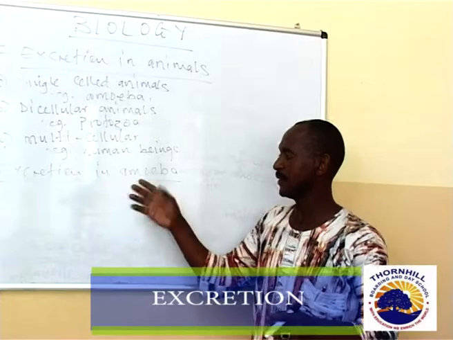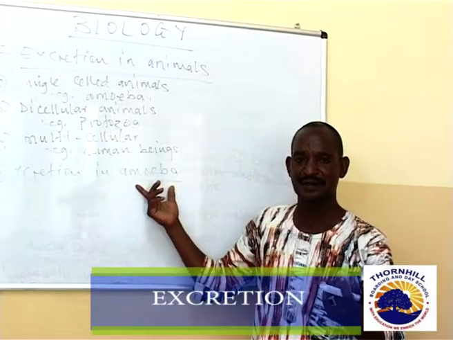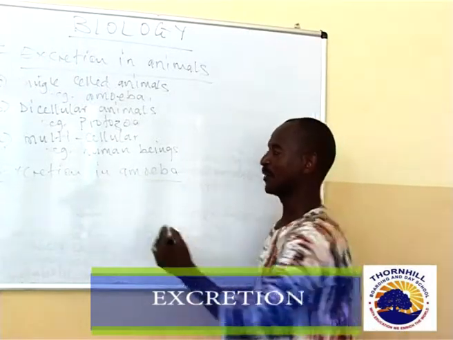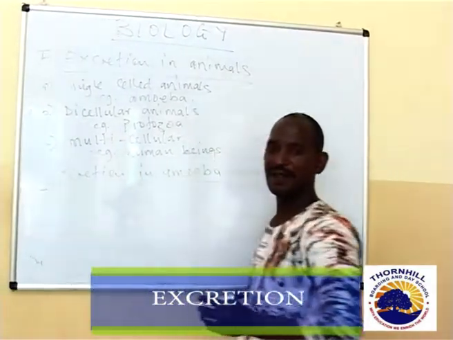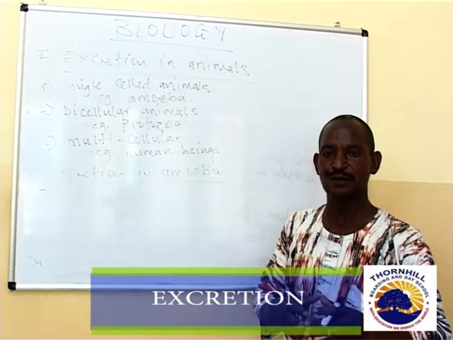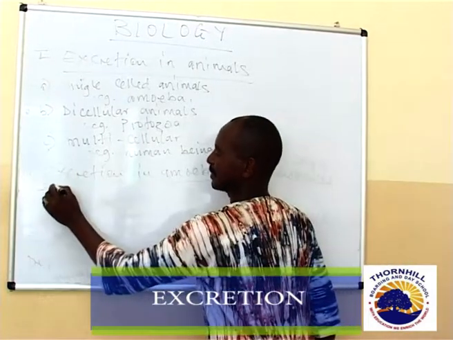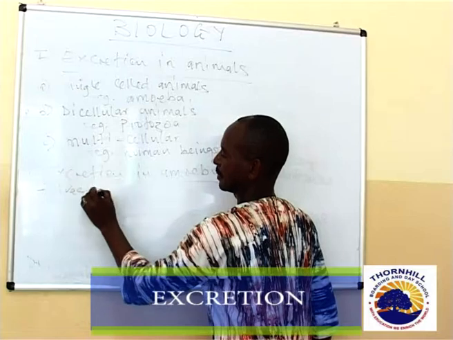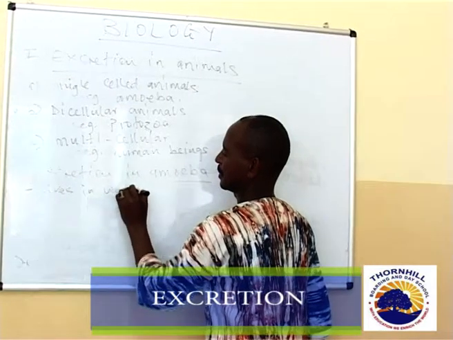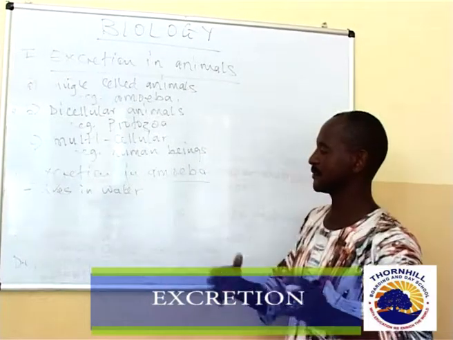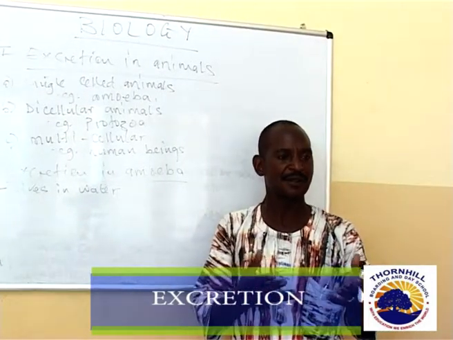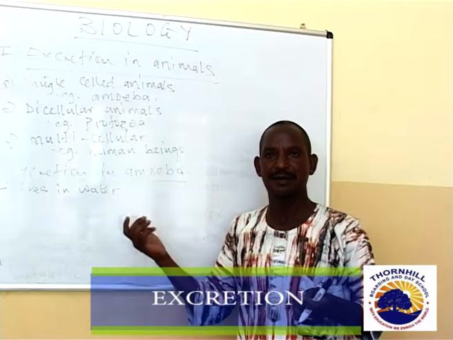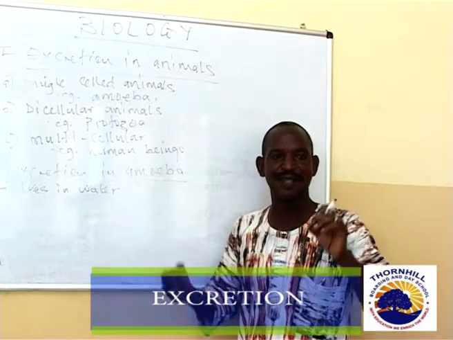As I said, the amoeba is a single-celled animal. And look at the environment. Where do we find this amoeba? The amoeba is found in water. It lives in water. The environment it is found in is water. For example, in stagnant water or tap water, you find the amoeba living there.